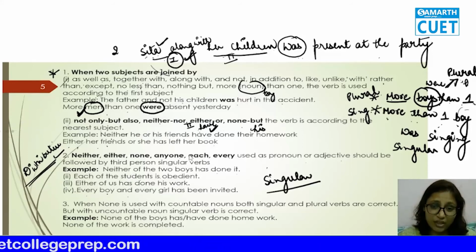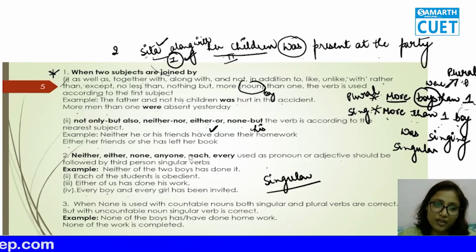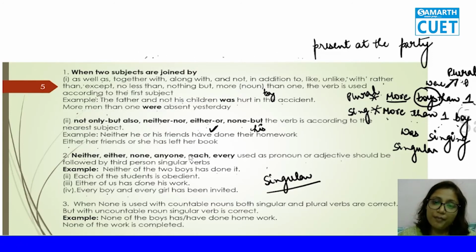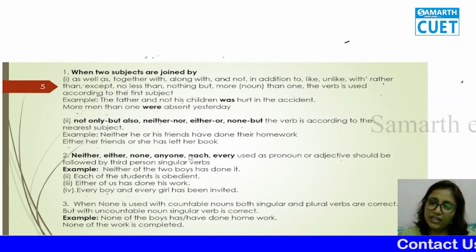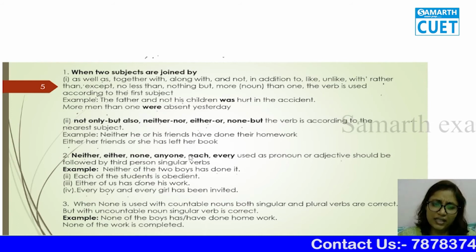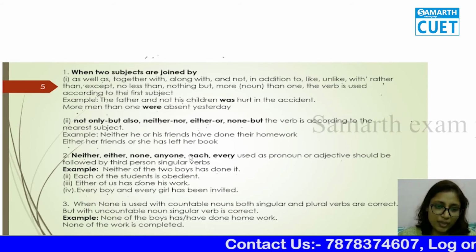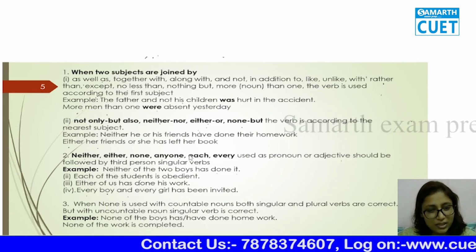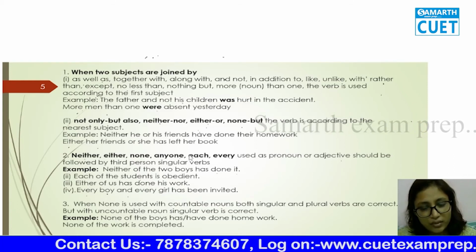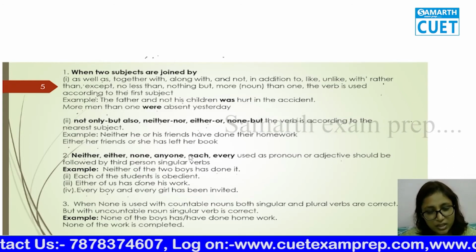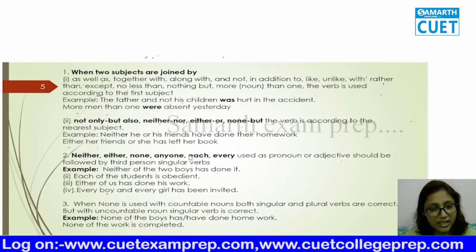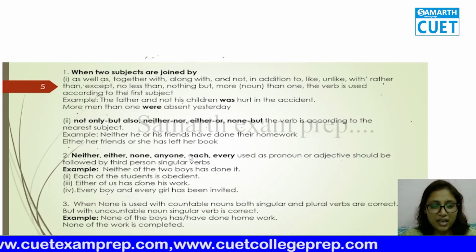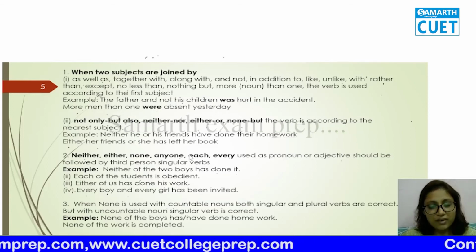Note everything down, because there are many rules, but we are just discussing the rules on which the main errors in the exam come. So you will find this very easily in sentences. These rules need to be known. The third rule says when the noun is used with countable nouns, both singular and plural are correct. This is very easy. But with an uncountable noun, a singular verb is used.